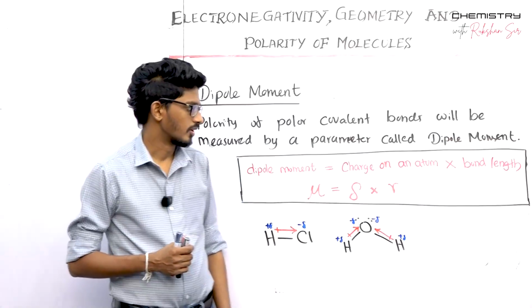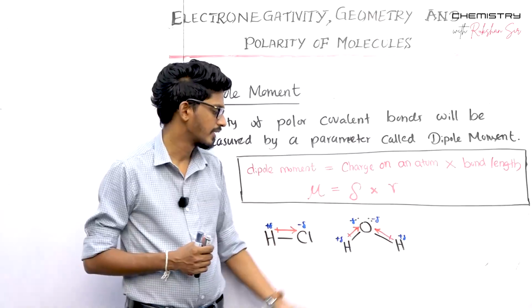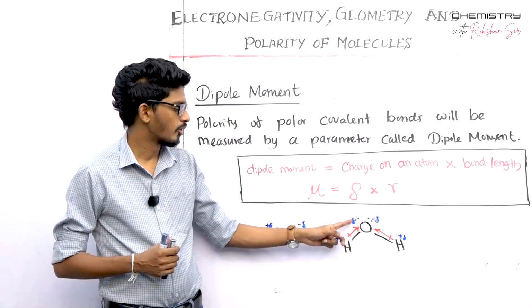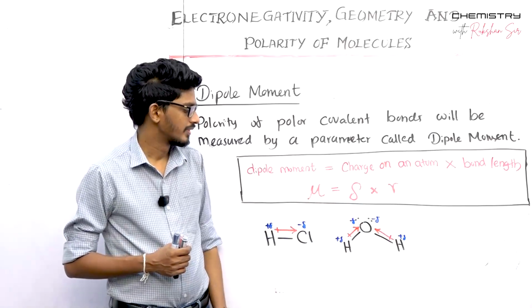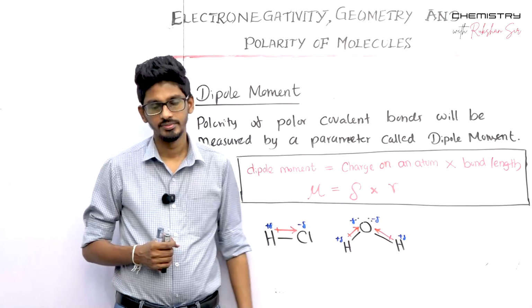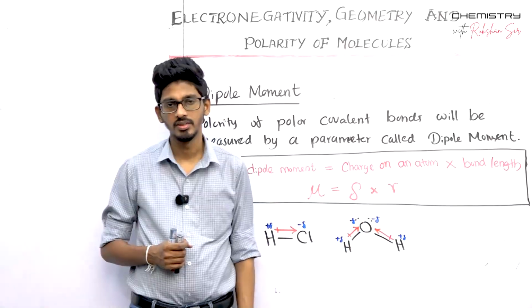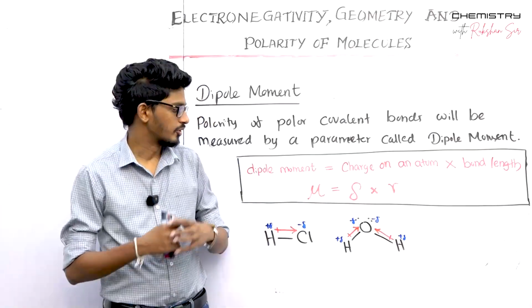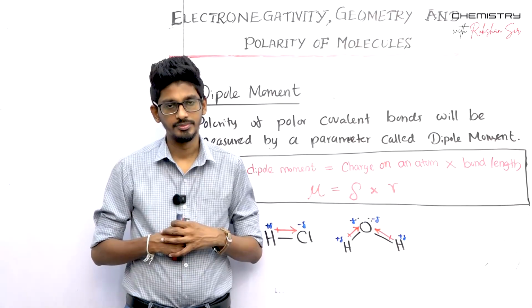The magnitude will be given by this equation, and the direction will be given by this kind of arrow pointing towards the negative pole of the covalent bond, starting from the positive pole, electropositive atom to electronegative atom. Got the idea? So that is what you should know about the dipole moment, the magnitude, and the directionality.